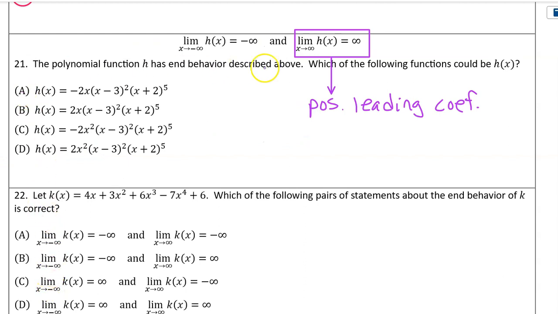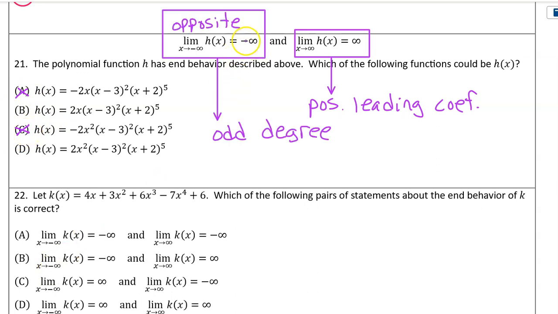Number 21. Looking at the right end behavior, the fact that it is approaching positive infinity tells us that we have a positive leading coefficient. So that means we can eliminate option A and option C. The fact that the left end behavior is the opposite of the right tells us that we have odd degree.